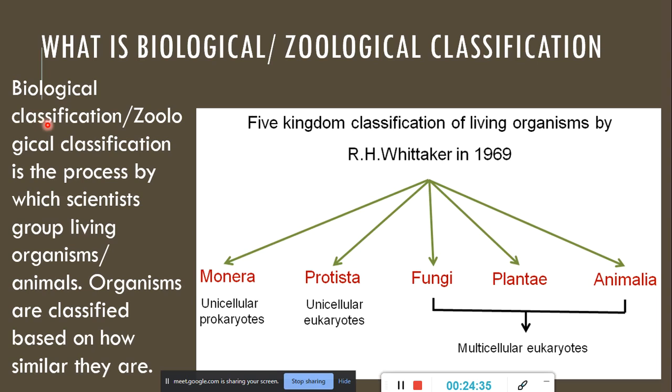Biological classification or zoological classification, it is the process by which scientists group living organisms or animals. So it is the process by which organisms are grouped, living or non-living. Organisms are classified on the basis of how similar they are. If they are similar, they are placed in one group. If they are not similar, they are placed in a different group.